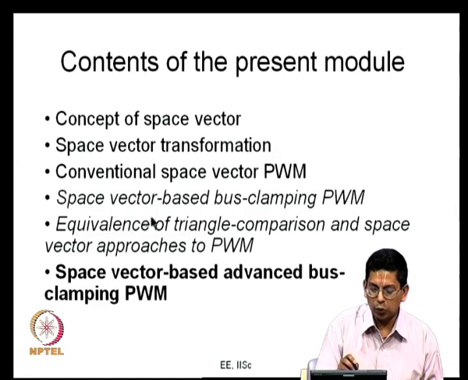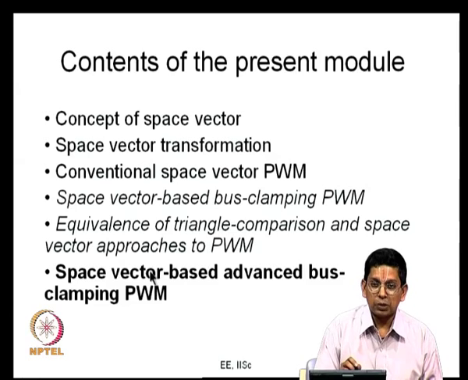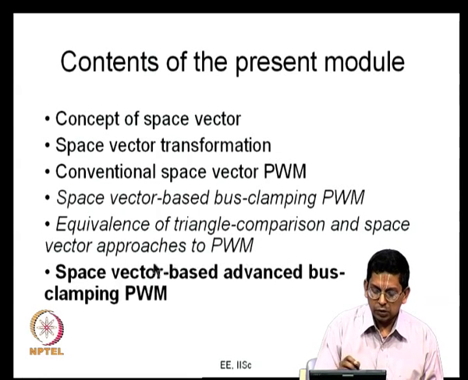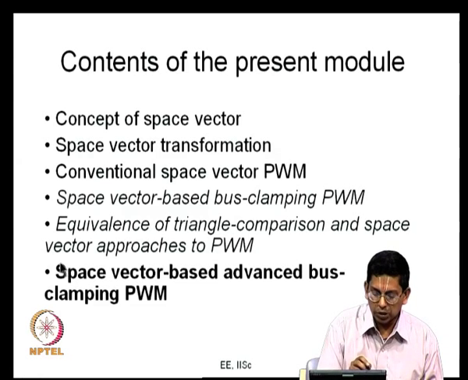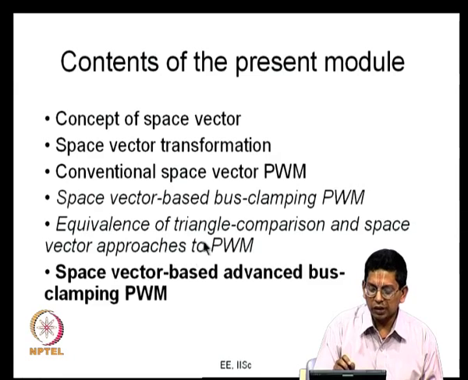We will have a review and take a look at bus clamping PWM at a slightly greater depth than we did in the last lecture, and we will also see the similarities between these two methods, triangle comparison and space vector approach, and go beyond the similarities. As I have been telling you, the space vector approach is a little more general than the triangle comparison approach. Certain things which are possible with space vector are not possible with triangle comparison. Almost everything that triangle comparison can do, the space vector approach can also do.